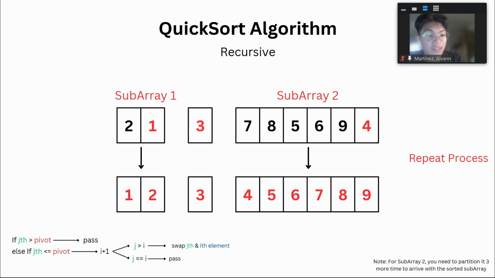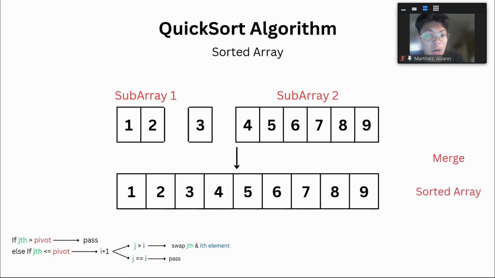So, after partitioning the elements, we just have to merge them. Merge all the partitions, or merge all the subarrays, to come up with this sorted array. So basically, that is the overview of how the Quicksort algorithm works.